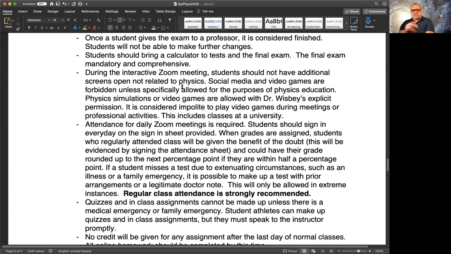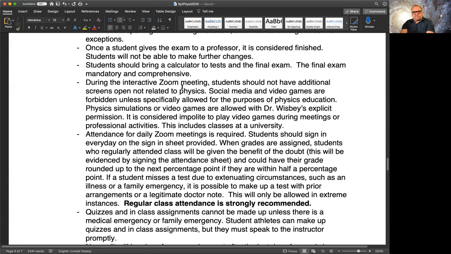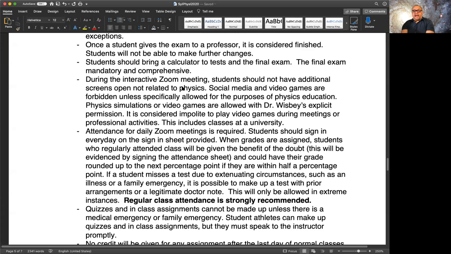Let's see, you should use a calculator. And when you take the exams, you should not talk to other people, obviously. But we'll talk more about what's going to happen with the exams once we get closer to the exam. Then, while we're in the Zoom meetings, please don't have other websites open, such as Facebook or Twitter or Snapchat. Focus on the meetings, and we'll try and keep those as interactive as possible.